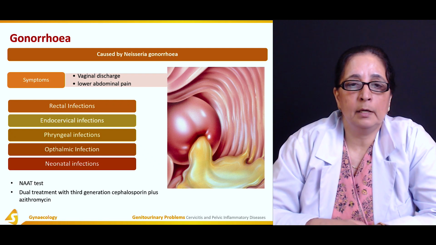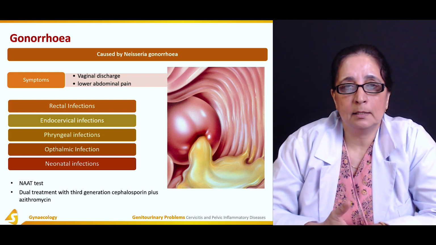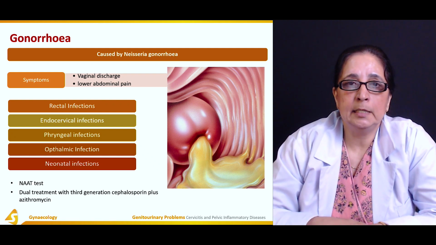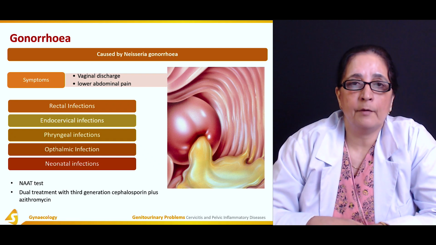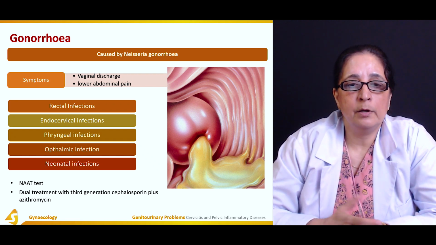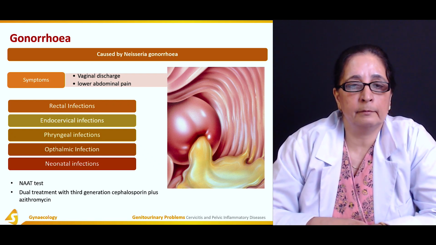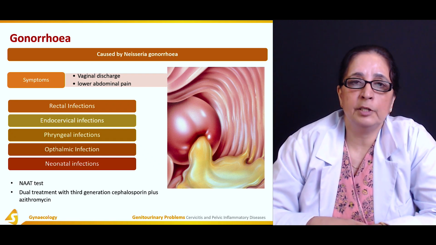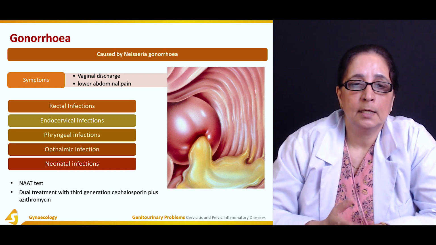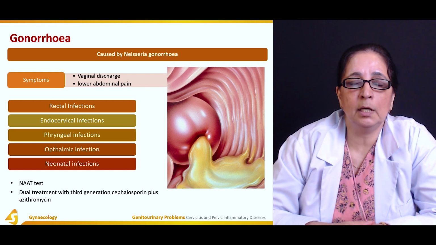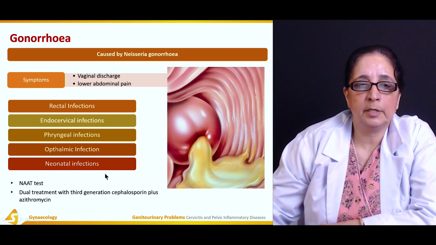Infections are very common in gonorrhea, and usually the infections depend on the sexual contact site, which leads to infections in different areas. So rectal infection is common after anal intercourse. Endocervical infection is common in normal vaginal intercourse, and then pharyngeal infections are common after oral sex. Pharyngeal infection is usually asymptomatic. No symptoms are present, but oral sex can lead to pharyngeal infections.